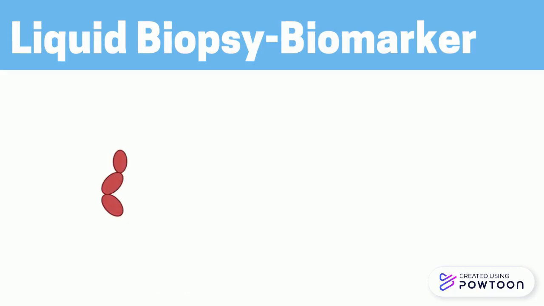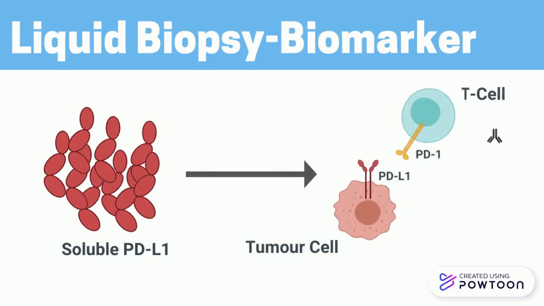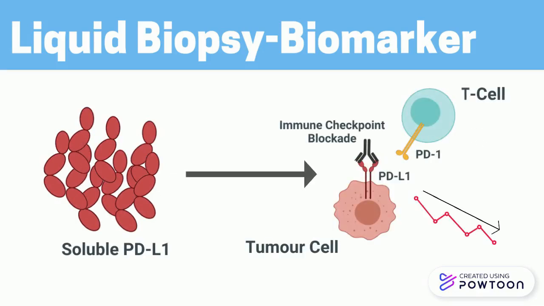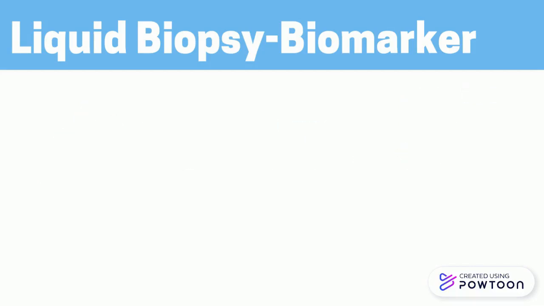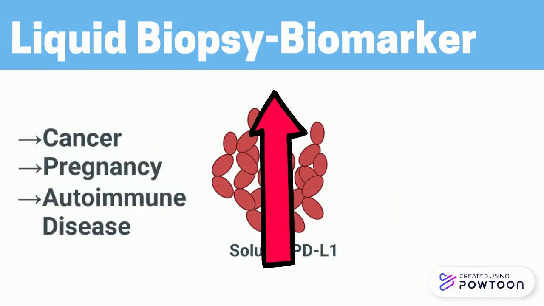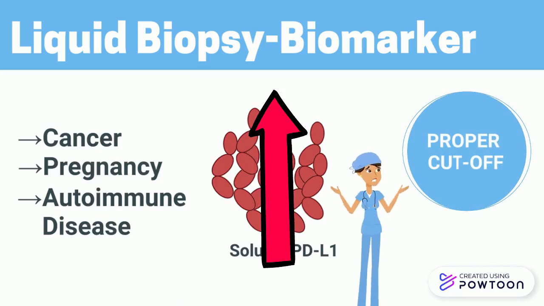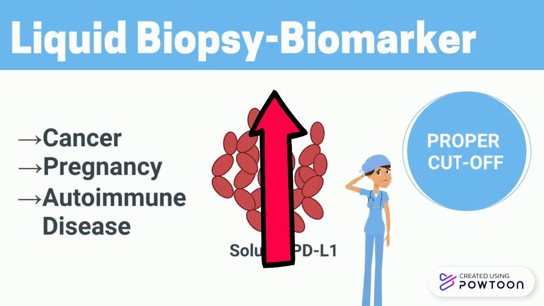For example, plasma proteins such as soluble PD-L1 are considered important sources of information. A high level of soluble PD-L1 has been shown to be a poor prognosis in the immune checkpoint blockade response. PD-L1 level could also be increased due to other physiological conditions or diseases, and therefore more in-depth studies are needed to define a proper cutoff for the use of soluble PD-L1 as a cancer biomarker.